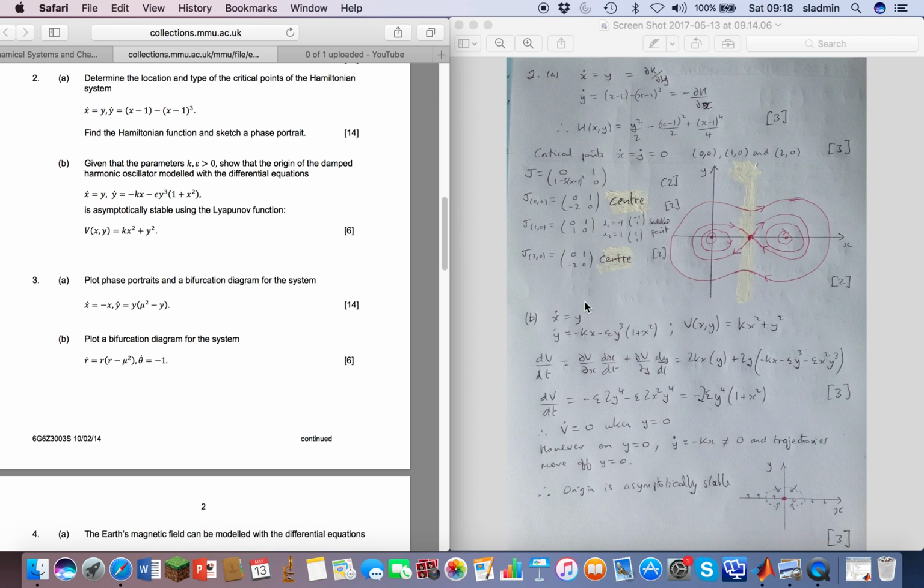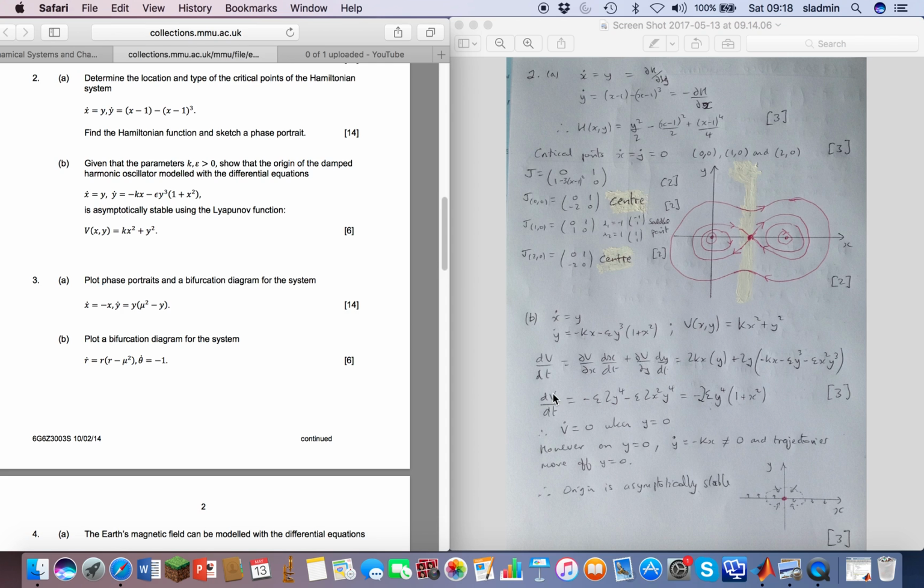For part B, we have this system of differential equations, and we're given a Lyapunov function kx squared plus y squared, and this gives you ellipses around the origin. So to work out dV/dt, we use this formula, partial dV/dx times dx/dt plus partial dV/dy times dy/dt, which you can obtain from the chain rule from second year. So we substitute for partial dV/dx and dx/dt and partial dV/dy and dy/dt.